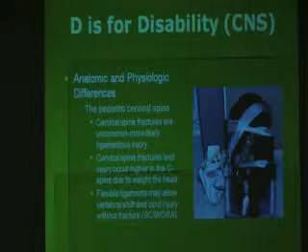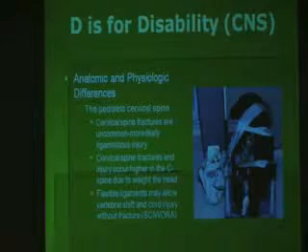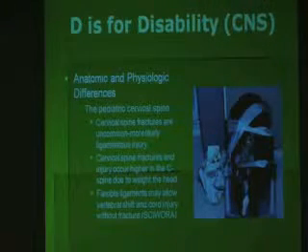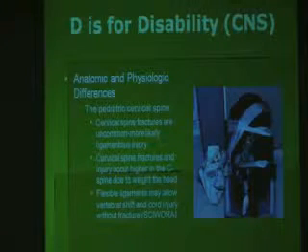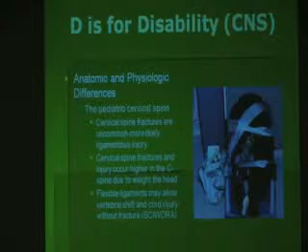And what SCIWORA stands for is spinal cord injury without radiologic abnormalities. So that basically means they have normal X-rays, they have a normal CT scan for bony structures, but their MRI shows damage to the ligaments and the spinal cord.